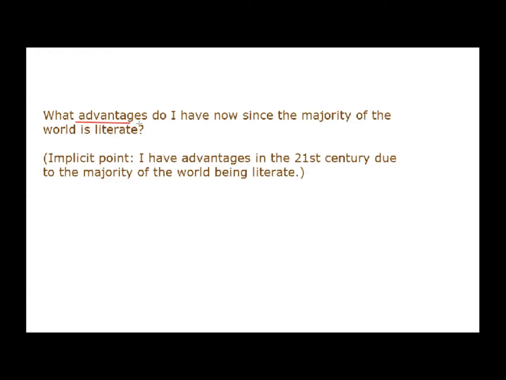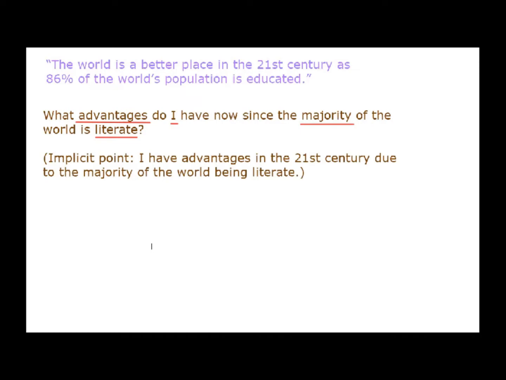You should underline advantages, I, majority, and literate. If you underline additional words, it's fine. You must have underlined these 4 words. This is the implicit question and implicit point of the statement.